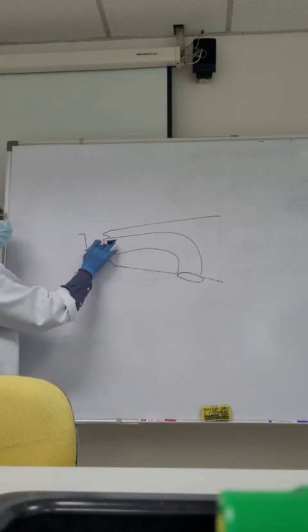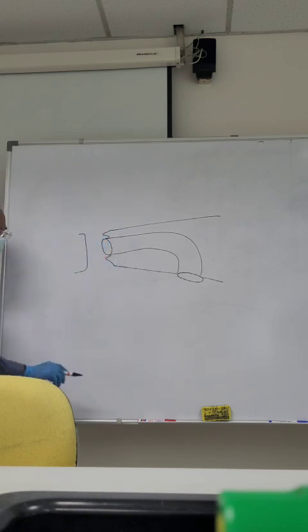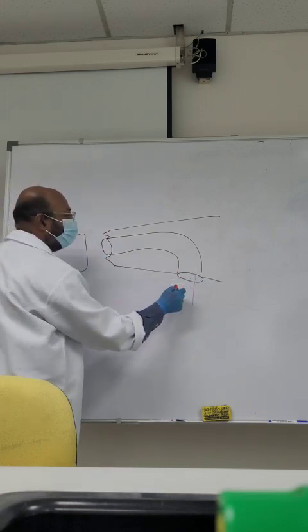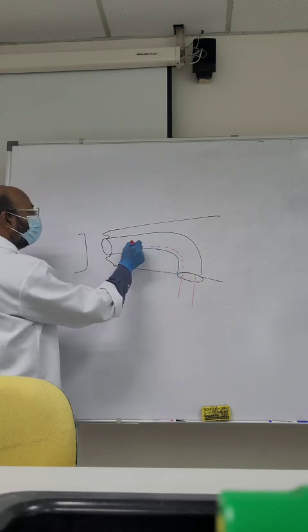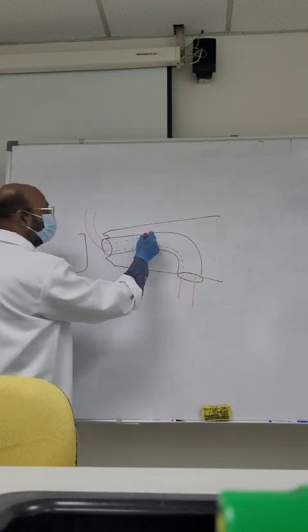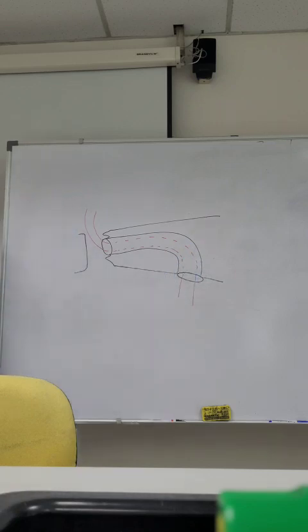Okay? So the carotid canal will open like this. The carotid artery will enter into the canal, it will pass like this and it will then come out like this. Understood?